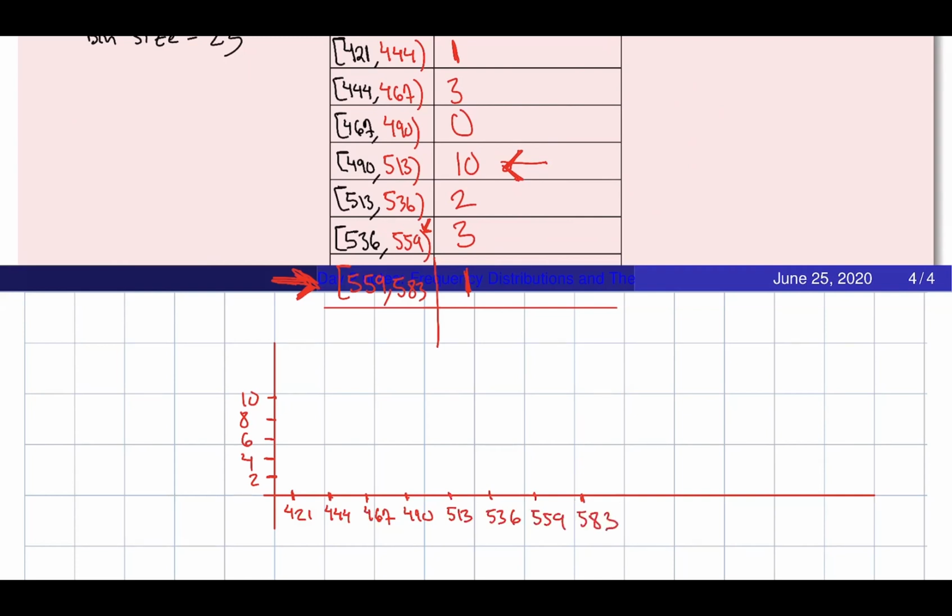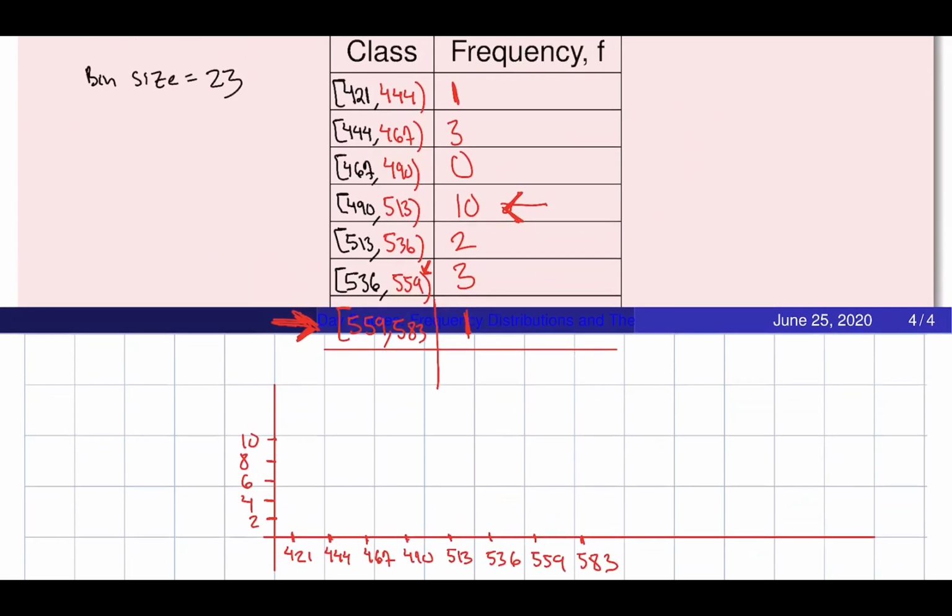All right. Now that I have my x-axis, or the horizontal axis, filled out, we can go ahead and do this. The very first class has a frequency of 1. That's your first one. The next class has a frequency of 3, so you go all the way up to 3. The next one has a frequency of 0, so you pretty much leave it blank. The next one is 10, so I have to go all the way up here and then come back down.